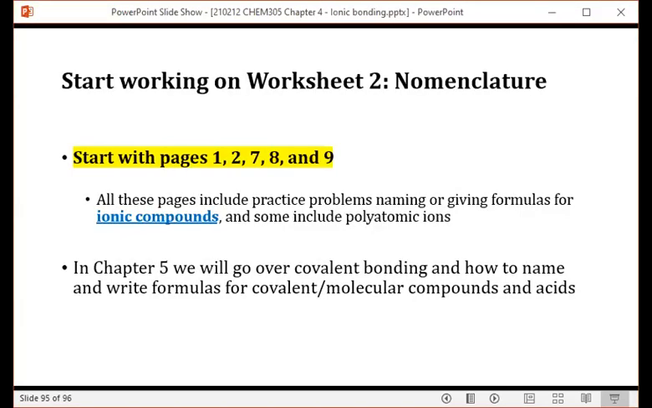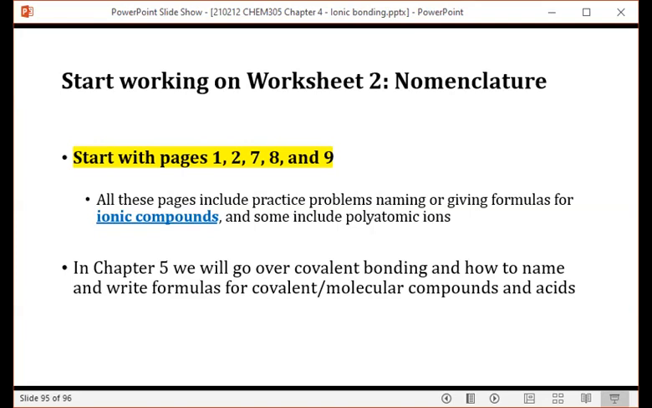Okay, so start working on worksheet 2, which is all about nomenclature, naming compounds. Start with pages 1, 2, 7, 8, and 9. There are 12 pages total, but if you start with these pages, these are the pages that focus just on ionic compounds. And we've covered everything you need to know to name the ionic compounds now. In chapter 5, which is next, we're going to go over covalent bonding and how to name and write formulas for covalent, also called molecular compounds, as well as acids.